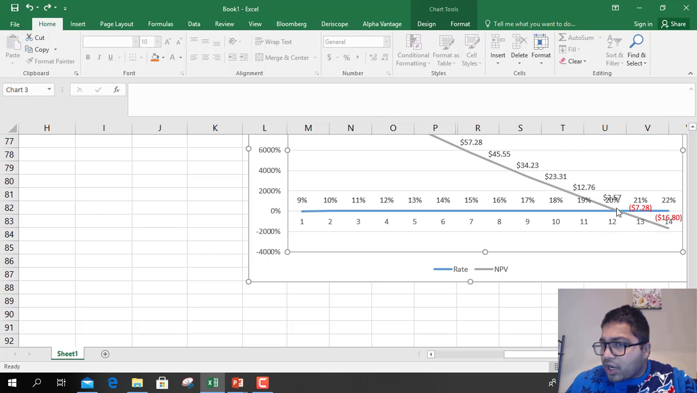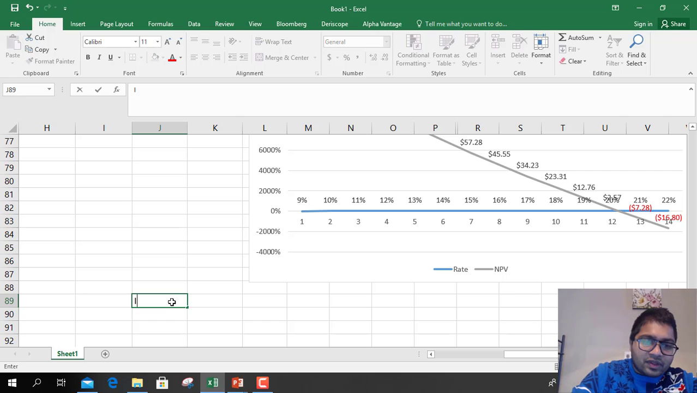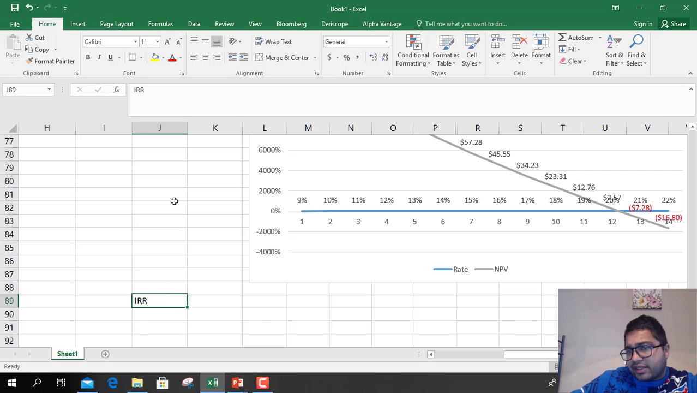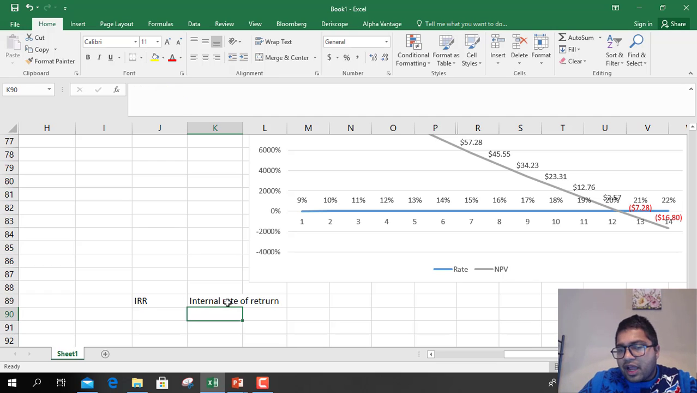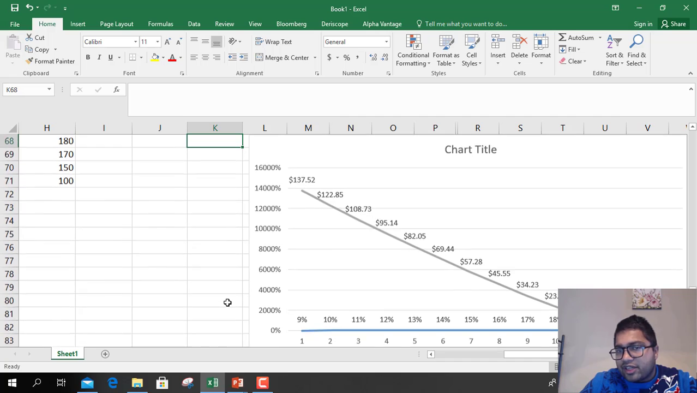So that point where NPV is 0 is called IRR, internal rate of return. So that point where NPV is 0 for the project is called internal rate of return. Okay. Now how to find this internal rate of return?